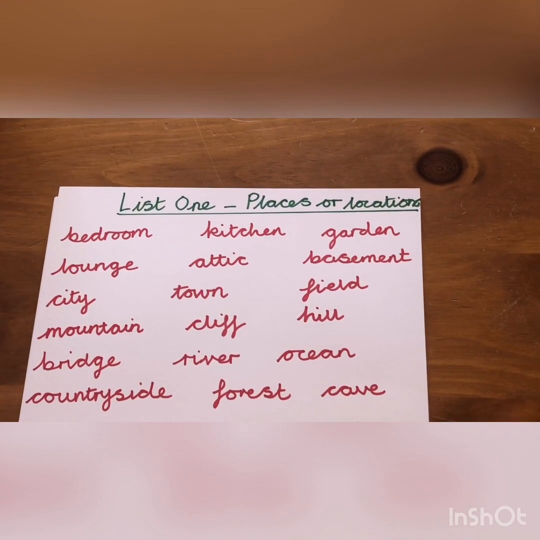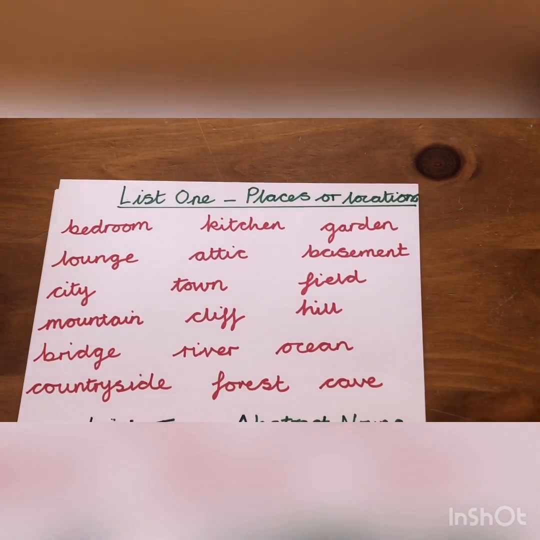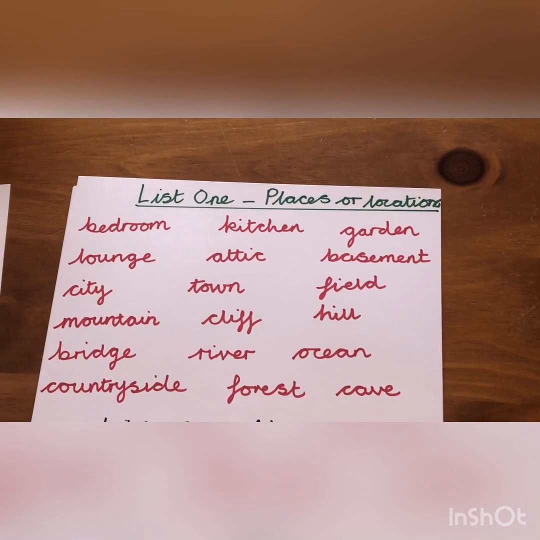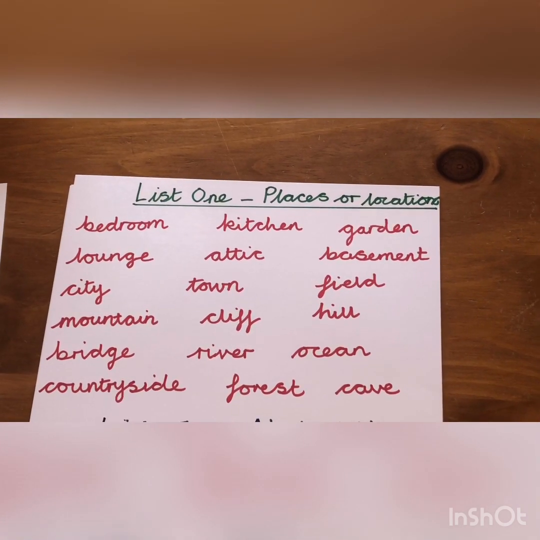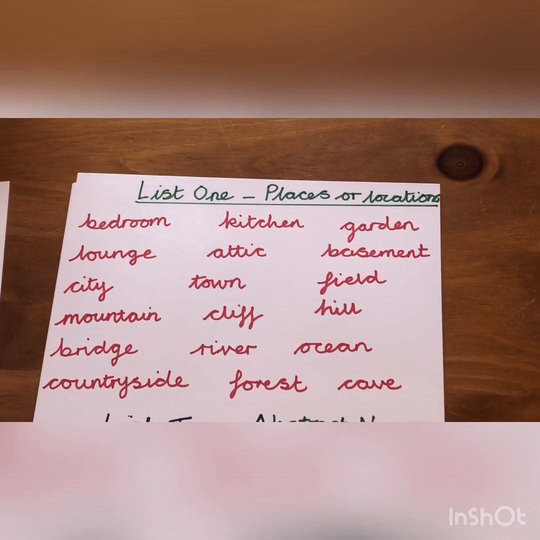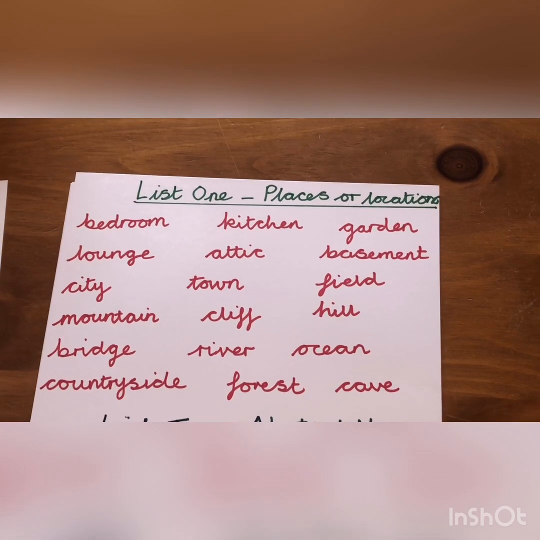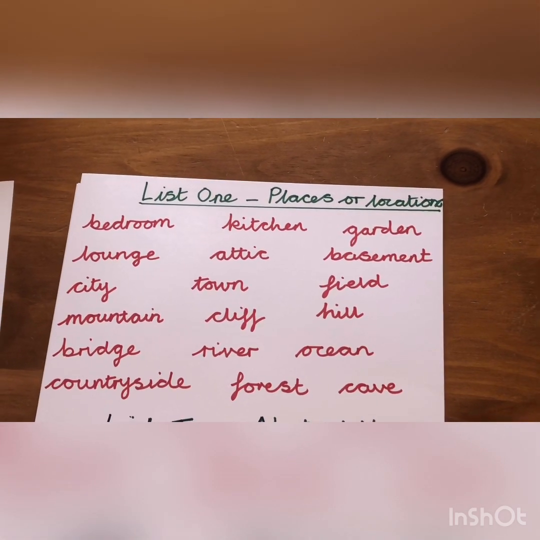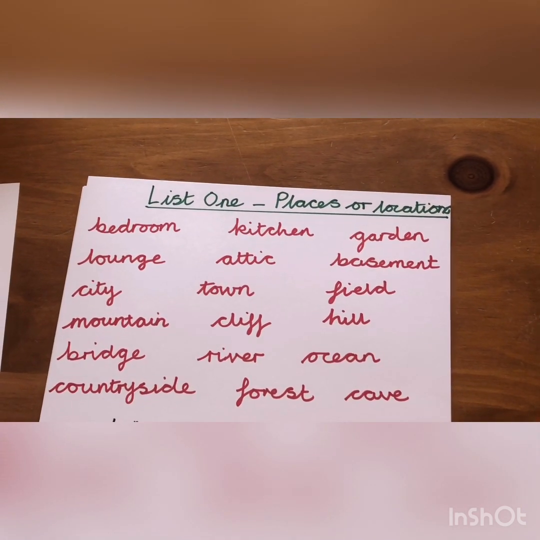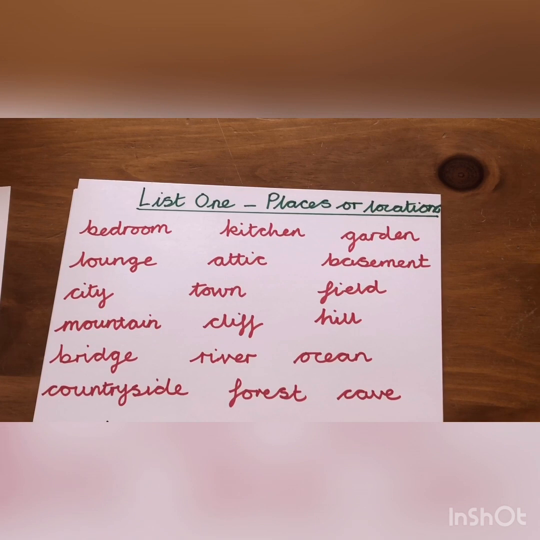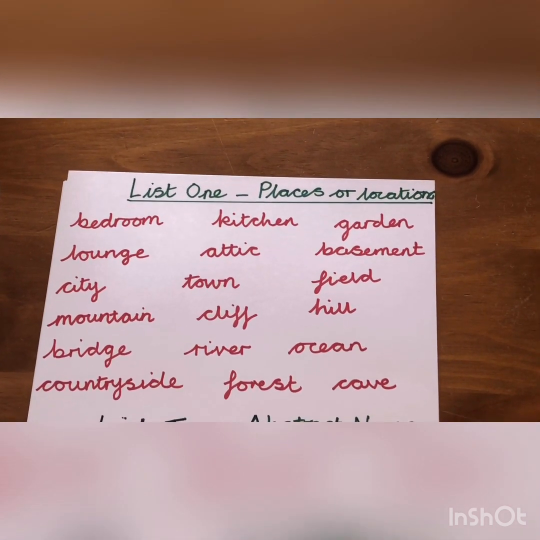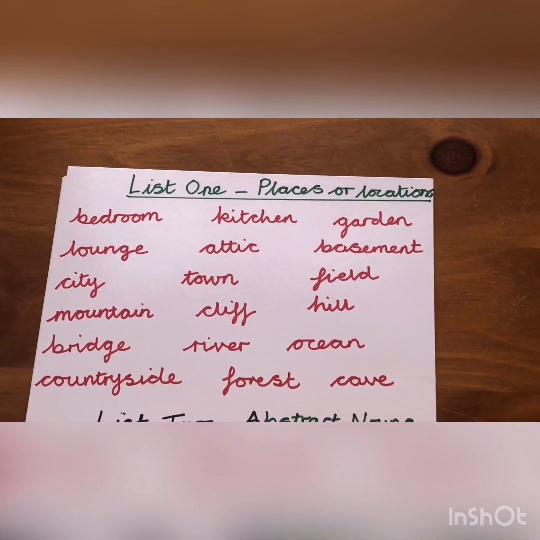So I've created in red my first list of places or locations. I've used a variety. I've got bedroom, kitchen, garden, lounge, attic, basement, and then I've tried to think of things that you might see around the country, so a city, a town, the field, and also some geographical features like a mountain, a cliff, hill, bridge, river, ocean, countryside, forest, cave. Let your imagination really run wild and think about as many interesting places or locations as you can.